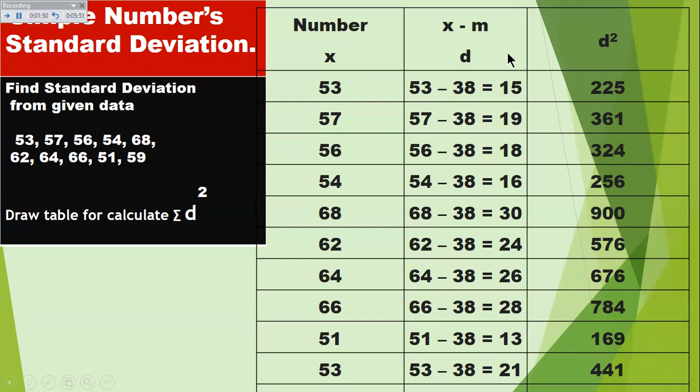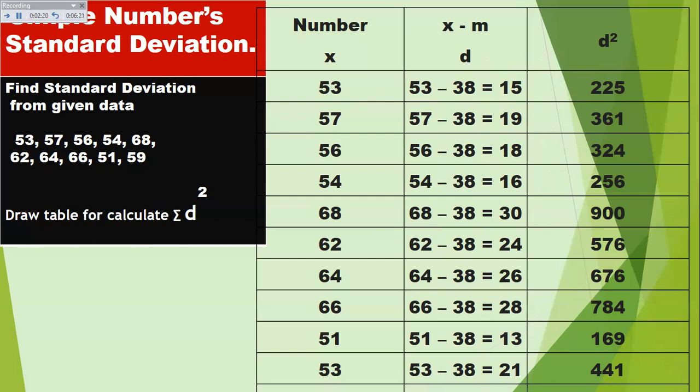And then we have to take the square of D. Here D is 15, square is 225. D is 19, square is 361. D 18, square 324. D 16, square 256. D 30, square 900.